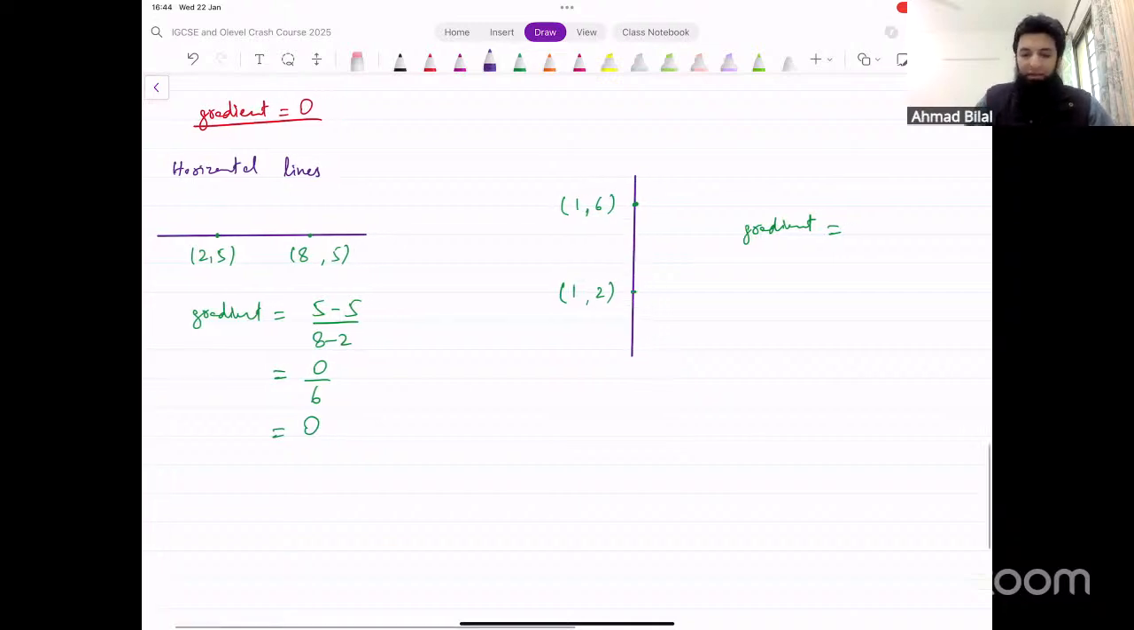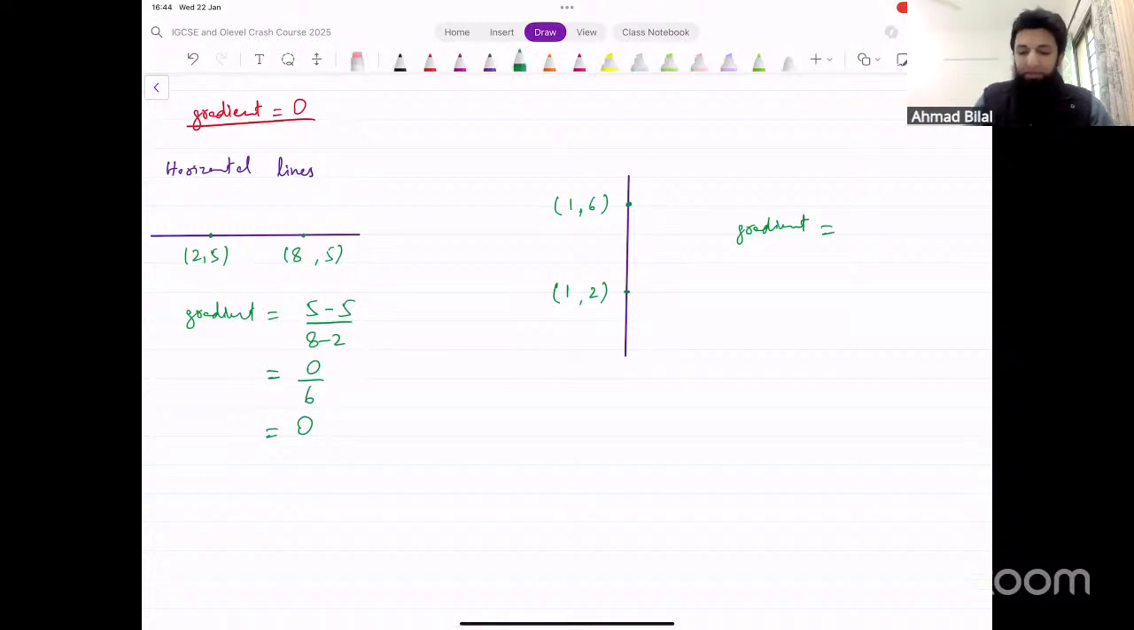Now, if you apply the gradient formula, the gradient turns out to be 6 minus 2 divided by 1 minus 1. And that gives you 4 over 0. What's 4 over 0? 4 over 0 is undefined. You cannot divide anything by 0. Division by 0 is not possible. So this is actually a case when the gradient is undefined.